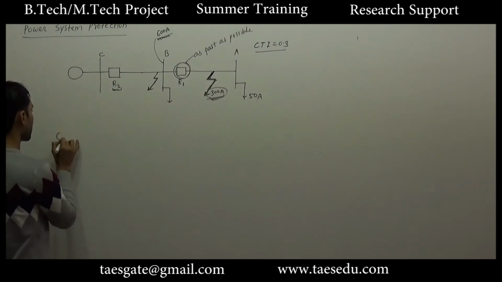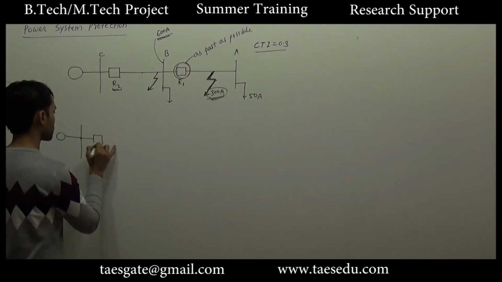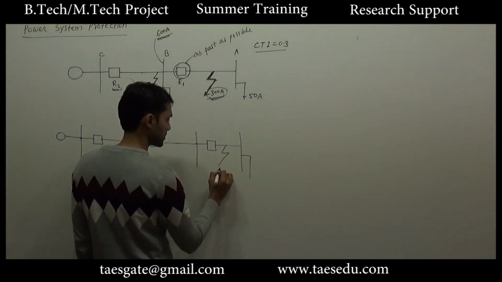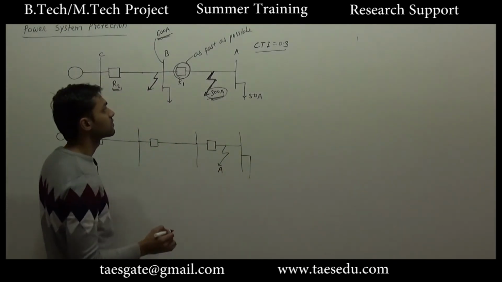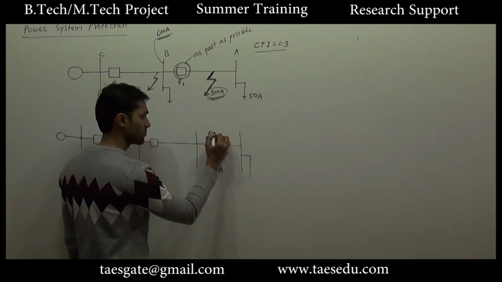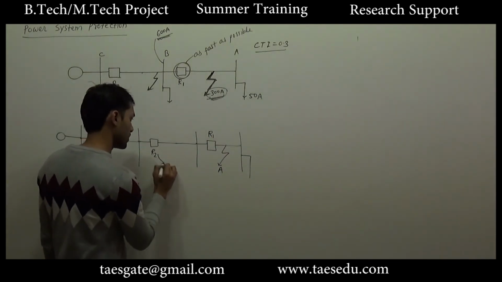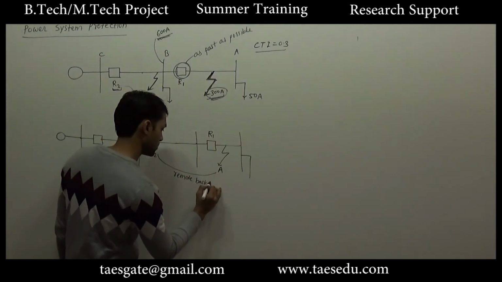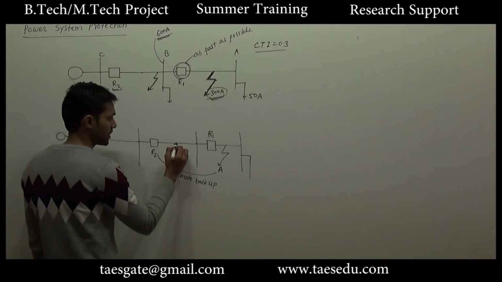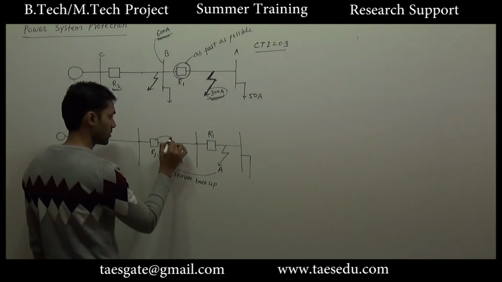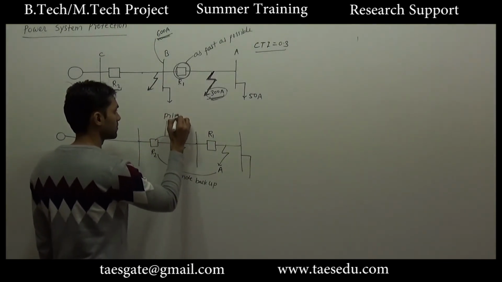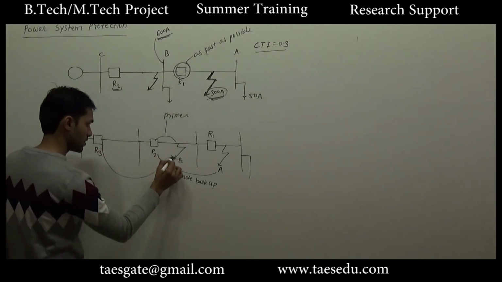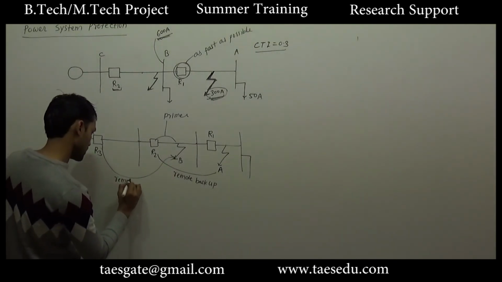Similarly, if you have more buses, there may be a fault at this point. Let's say this is point A. So for this fault at A, R1 will provide primary protection and R2 will provide remote backup protection. Similarly, for a fault at B, R2 will provide primary protection and R3 will provide remote backup protection.